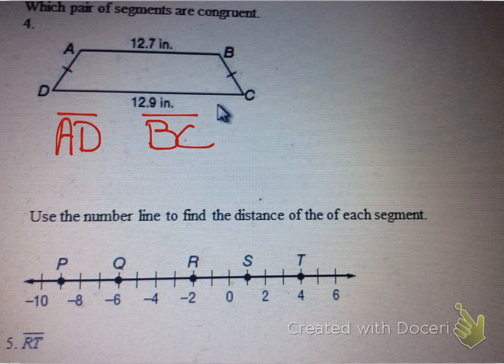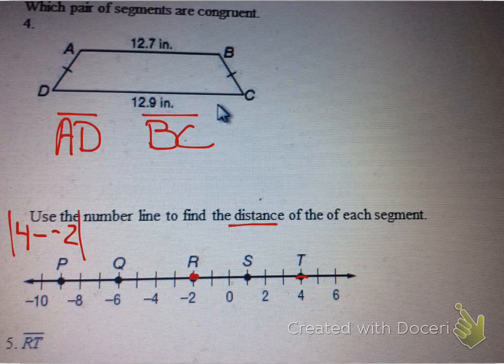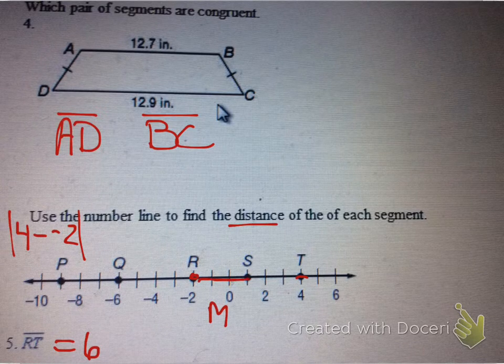Use the number line to find the distance of each segment. Again, you can see here from R to T, the idea here is that we would say 4 minus a negative 2. That would tell you it's 6. Again, keep in mind it's always an absolute value. When we talk about distance, it's always positive. So this would be 6. That's pretty easy. You could always count 1, 2, 3, 4, 5, 6, and that would get you there.